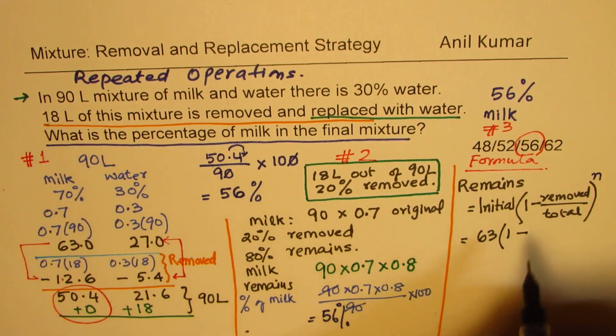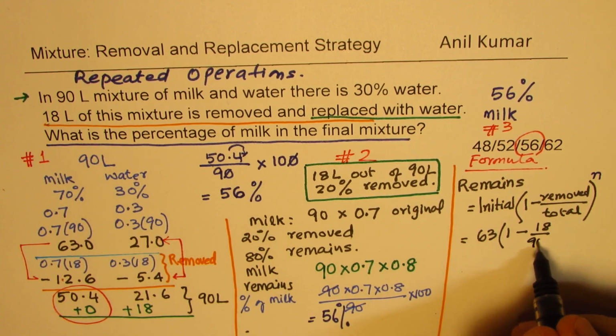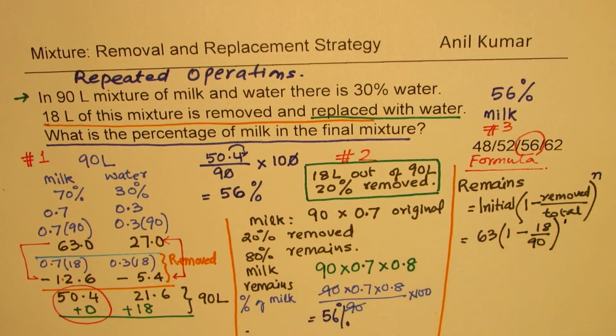You removed 18 liters from a total of 90. Do you see that? And this was done only once, so only 1 will come there. Only once, right? So that is what the formula is. Do you understand the beauty of this formula, right?